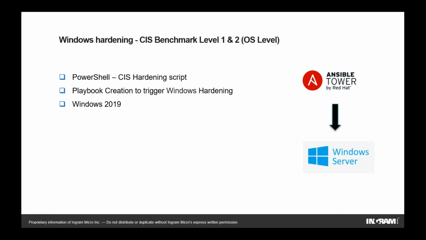Windows hardening: we do have a PowerShell script to do the hardening. To meet the CIS standard, everyone is aware that it is 916 pages. So if someone does it manually, it will take a week to complete on each and every server. For multiple servers, it consumes a lot of time. So we can trigger that with a single click by using Ansible Tower.